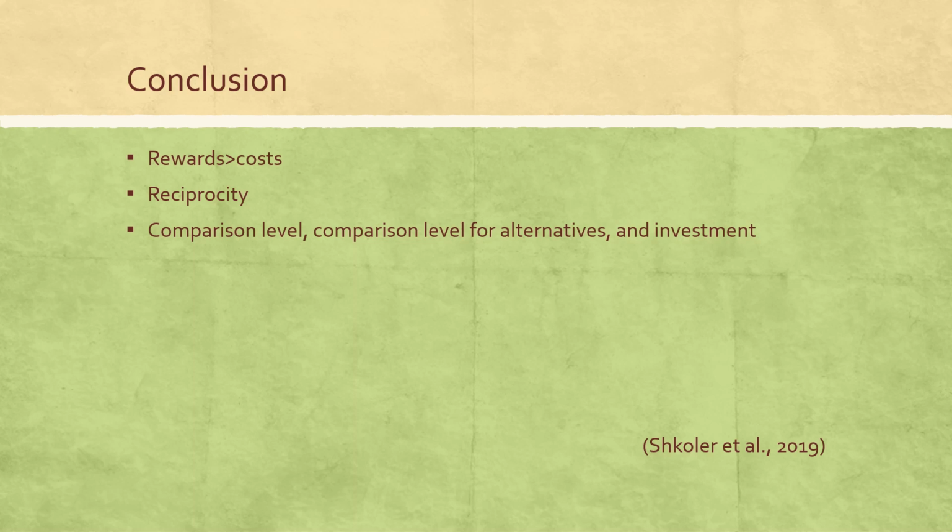So to conclude, just a few points. According to the social exchange theory, rewards must exceed costs. Reciprocity needs to be mutual, and if it is, it will positively influence the cohesion of a group as well as its ability to be effective. And comparison level for alternatives and investment are all factors whether someone continues a relationship.